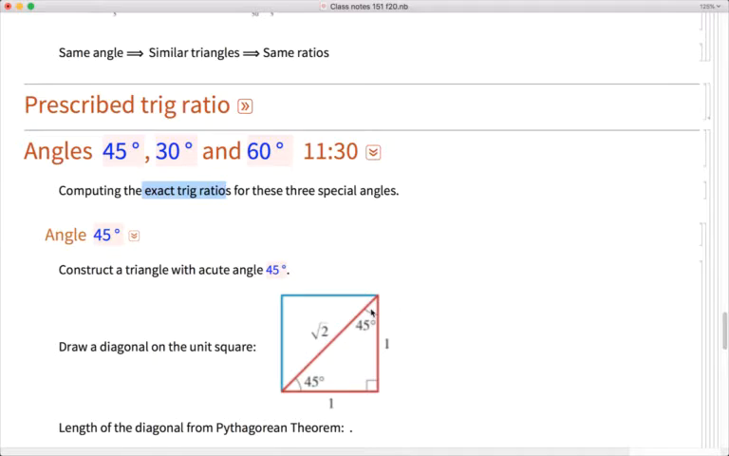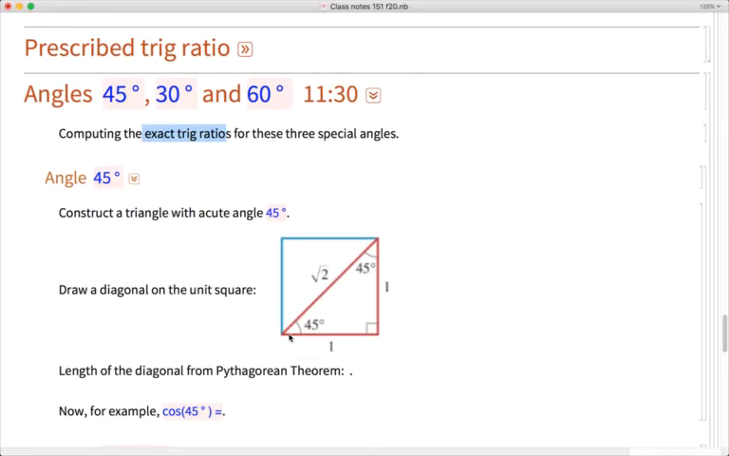And one clever way to do this is just to start with a unit square, that is a 1 by 1 square, and draw a diagonal. Now, that is definitely going to make 45-degree angles for this red right triangle. And we'll get this hypotenuse distance, again, from using the Pythagorean theorem.